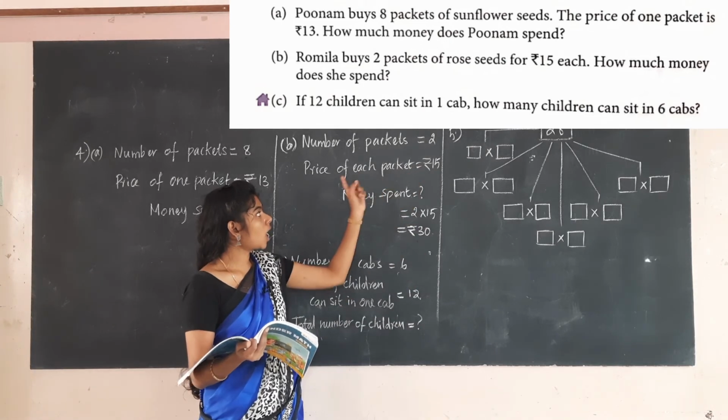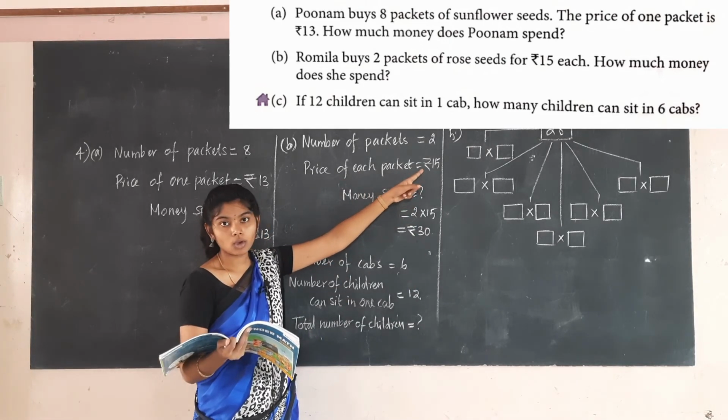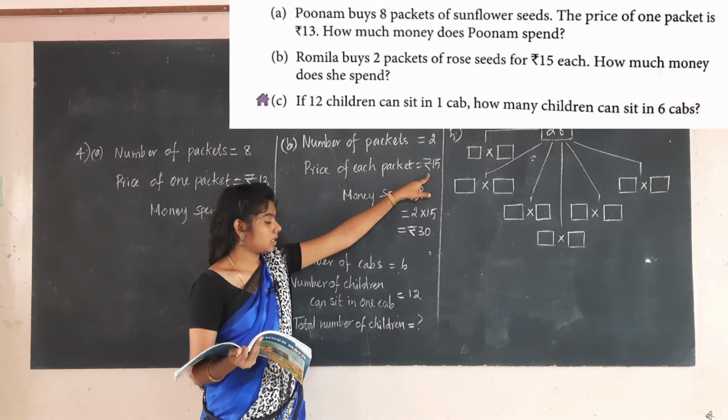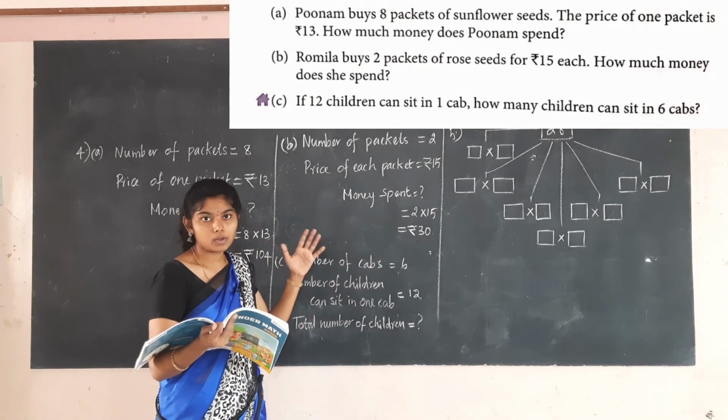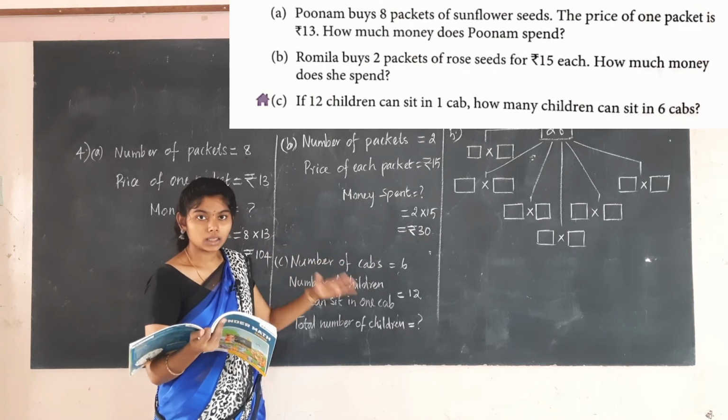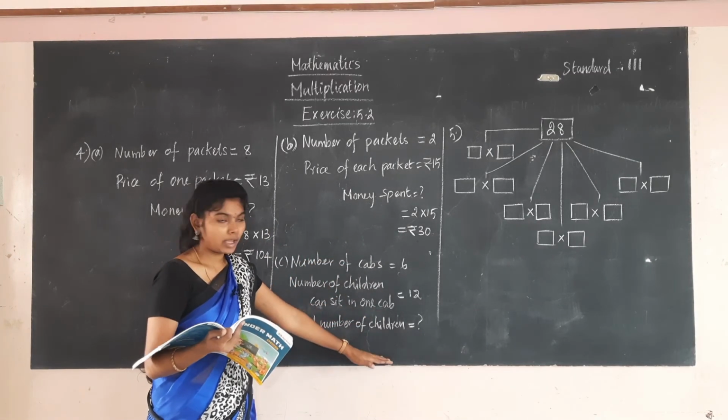Here the price is given in the earlier sum, so we used the sign for the rupees, and here there is no need. They have asked only for the number of people, the whole children who are sitting in those cabs. So that is what you are going to find here.